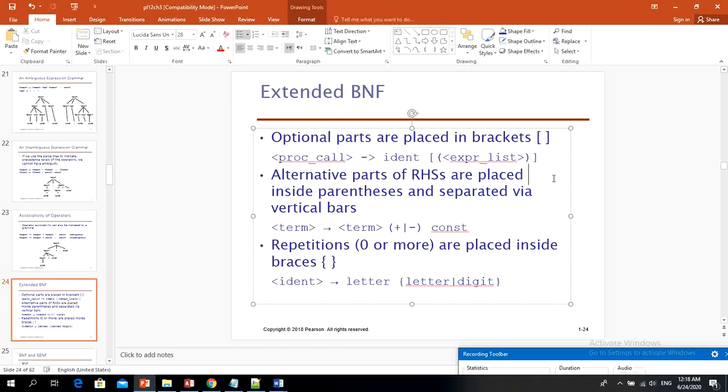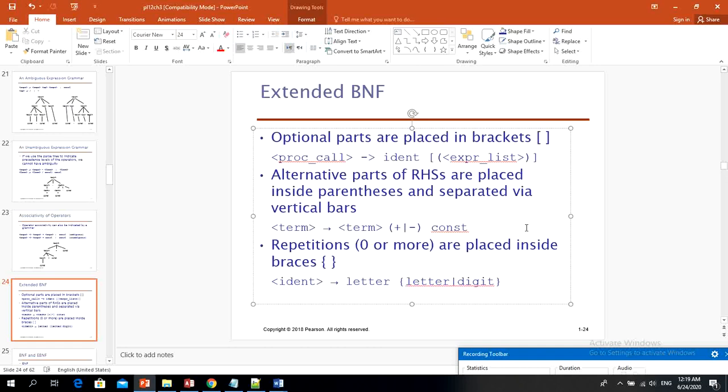And alternatively, some parts of the right hand side are placed inside parentheses and separated by vertical bars. So you can have operators like plus and minus, separated with this or, between two parentheses. That means a term could lead to term plus constant, or a term could lead to term minus constant. So instead of writing two of them, you can just use parentheses and write plus here and minus here, separated by this bar, which means or.